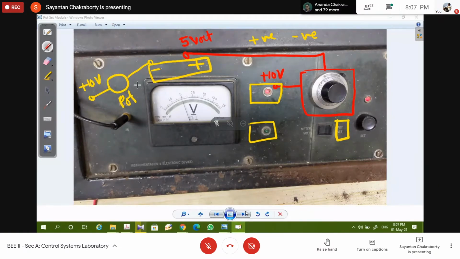So now what you have to do, you have to change the pot setting until these two voltages become exactly equal. When they become equal, you will be assured that the pot is set to that 0.5 value. So this is how this pot is set at different values.